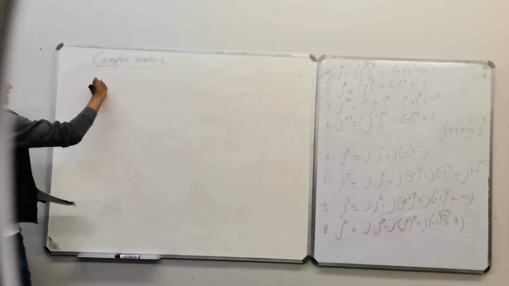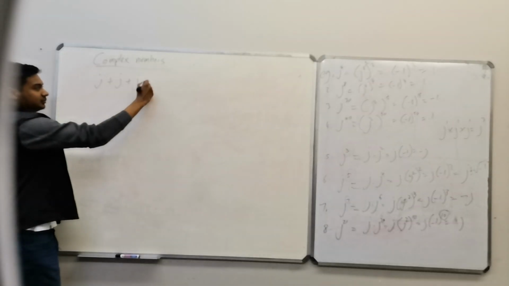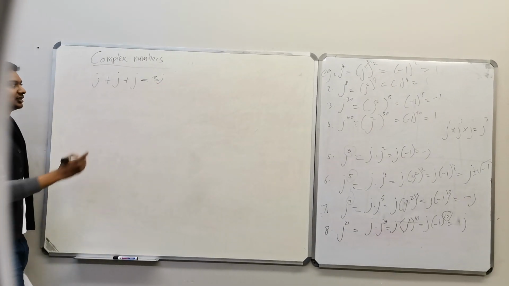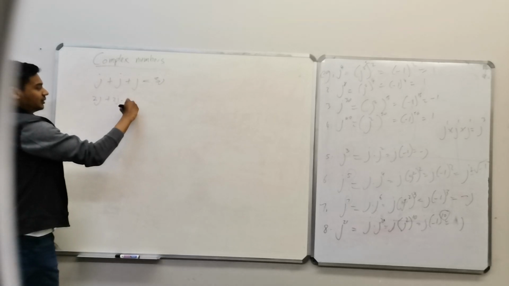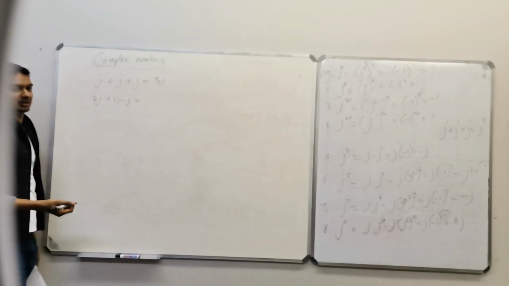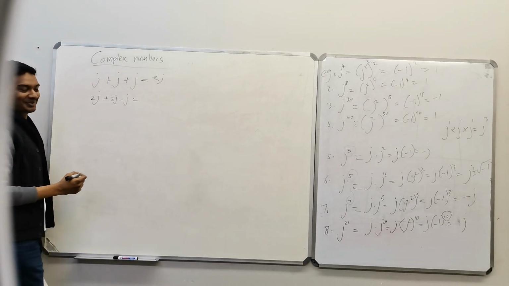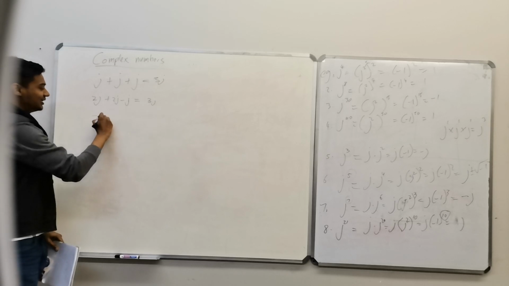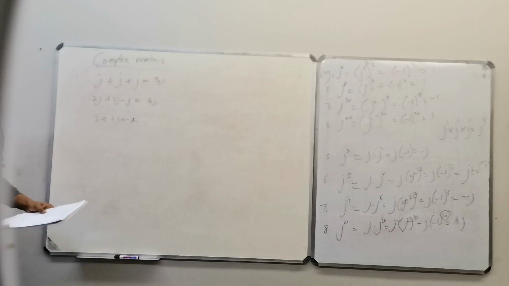So if we have J plus J plus J, what would that give us? 3J. It's just like x. If we have 2J plus 2J minus J, what would that give us? 4 minus 1, so 3J. So don't get confused. It's like saying 2x plus 2x minus x. It's the same thing.